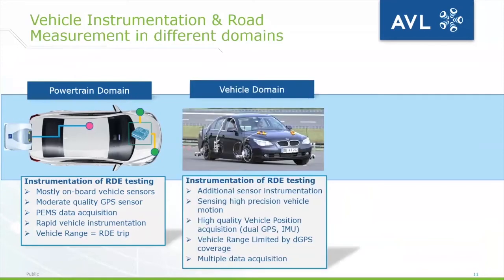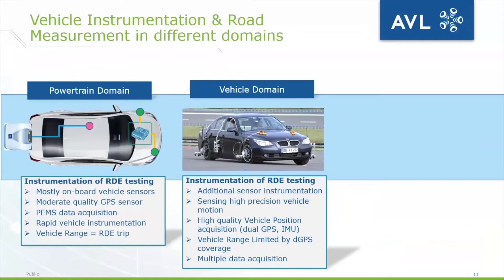But if you look at the vehicle domain, the instrumentation is slightly different. There the OEMs are focusing on more precise instrumentation, a more precise vehicle positioning system to be able to sense the slip conditions, lateral and longitudinal slip conditions. Therefore, they are equipping the vehicle with very precise measurement techniques. Additionally, most of the time the road conditions and surface conditions need to be also understood to be able to tune the control systems, body control systems.